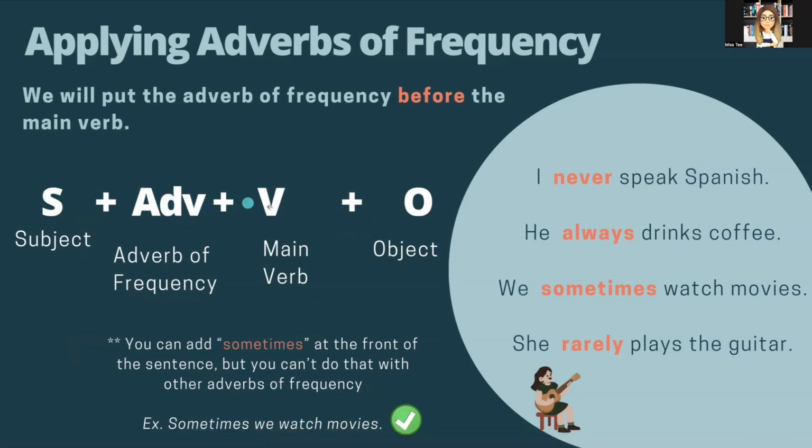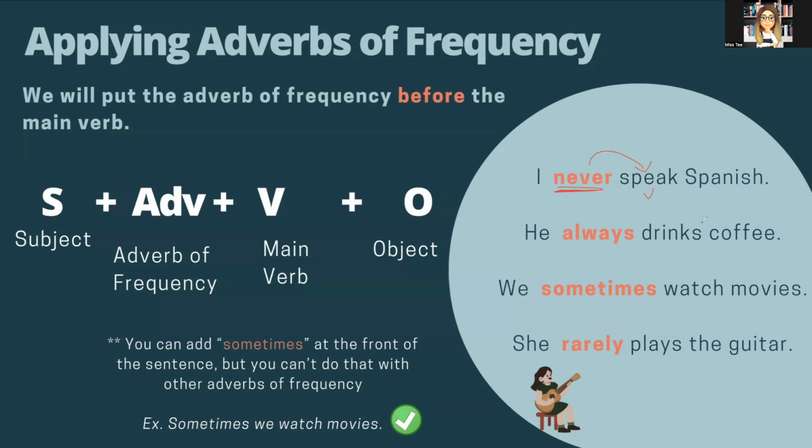Subject, adverb of frequency, main verb, object. I never speak Spanish. In this case, the word never, or adverb, is talking about our main verb, speak. How often is this happening? Never. And so this word is used to tell us more information about this word. That's why it should go immediately before it.